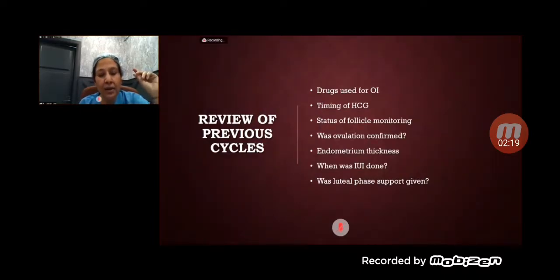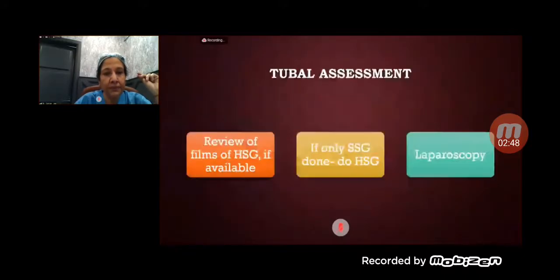When was the IUI done? Now this is also very important. How many hours after the trigger was given the IUI was planned, whether it was planned as a single IUI or double IUI, and what was the exact timing when the IUI was planned, and was any luteal phase support given? So if the luteal support has been given, we should find out what kind of luteal support was given, and in case not, we can always plan it in the next cycle which we are taking up for IUI.